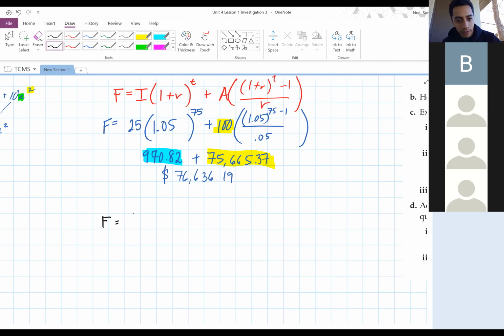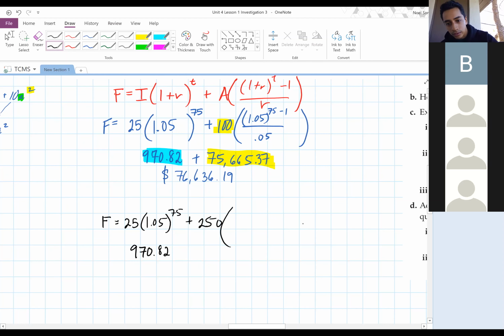Okay, so the first half is still going to be the same. That's 25 times 1.05 to the 75th power. We already know that's going to generate the same amount of money for her. But this time we're going to change this to 250, which is still pretty doable, right? To save $250 a year. It's not even a month, it's a year. So 1.05 to the 75th power minus 1 all over 0.05. All right, so now let's calculate and see what we got.